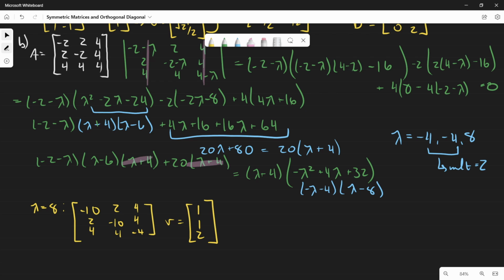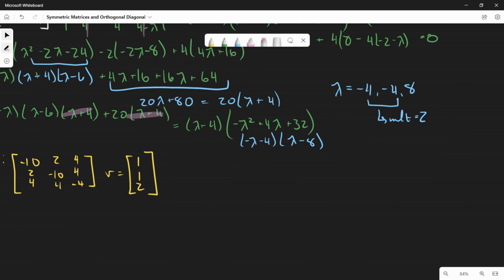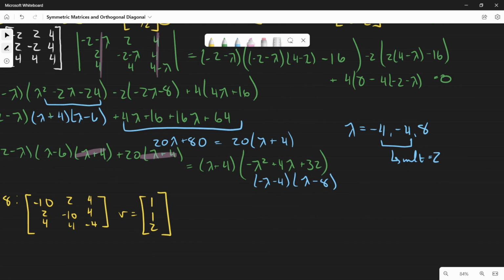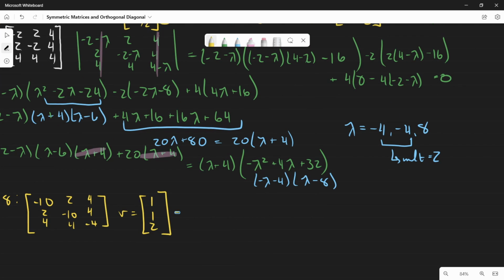And now for our lambda equal to negative 4? Actually, before I move forward, let's convert this into a unit vector. So this would be root 6 over 6, root 6 over 6, and then this will be root 6 over 3.